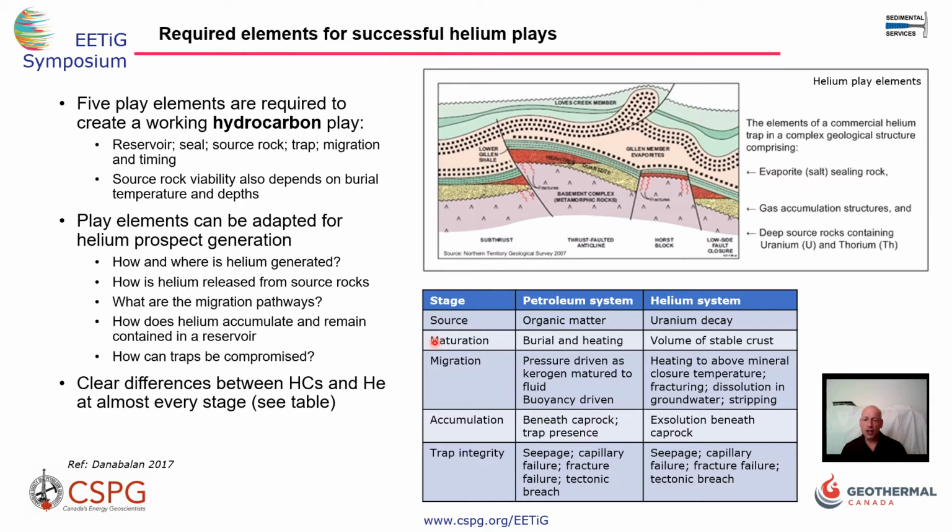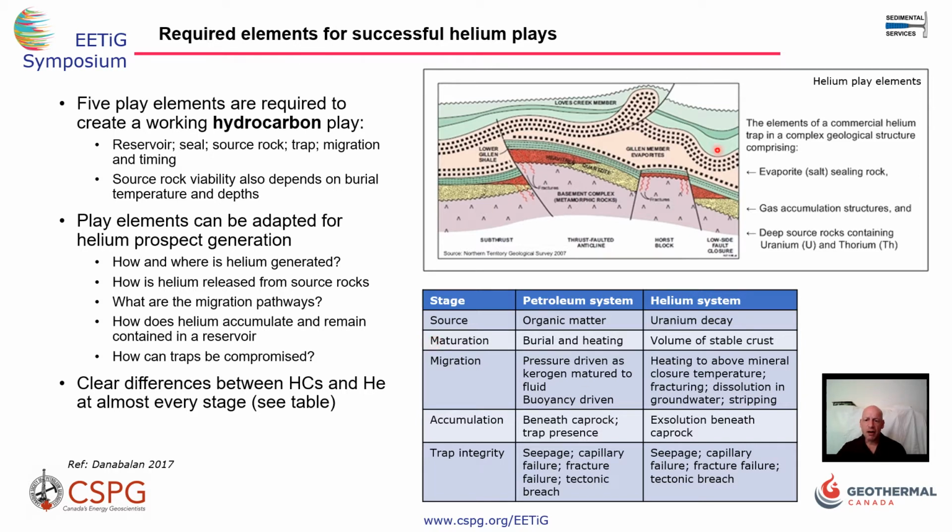In terms of migration, it's the kerogen maturing that drives the fluids through the system, whereas in a helium system, you need to heat the helium to a sufficient level where it can escape from minerals. In terms of the accumulation, you just need a mud rock cap rock in a petroleum system, but you need something finer grained typically to store the helium beneath. And then as far as trap integrity goes, it's pretty similar for both systems.